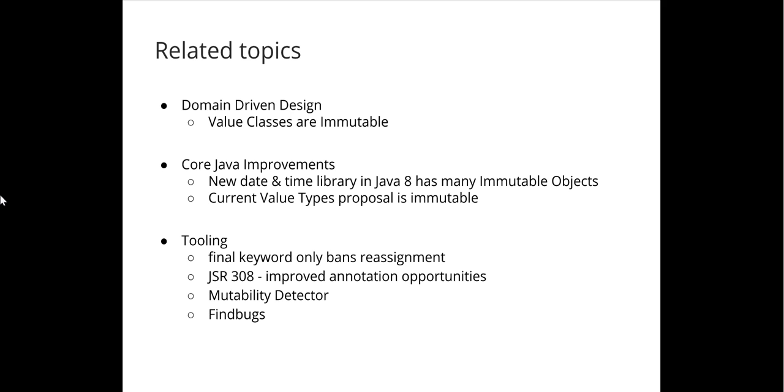Bear in mind that the final keyword only bans reassignment, which means that you need to ensure that the types of your fields also have to be immutable. For example, just having a final array field in the class is not good enough because you can always change the content of that array, so that array is mutable. And also an interesting project, JSR 308, now lets you have annotations on types. So there's a whole bunch of annotations like NotNull or Immutable, which you can use, and tools can inspect those types as well to give you feedback.